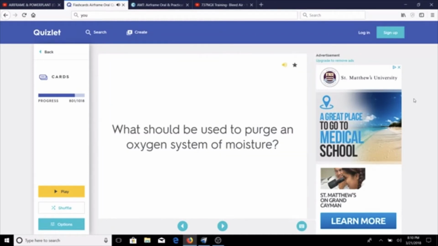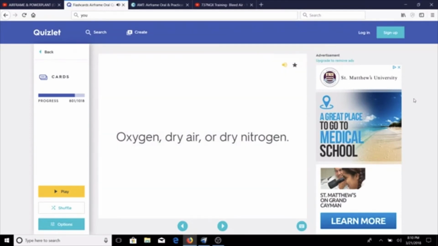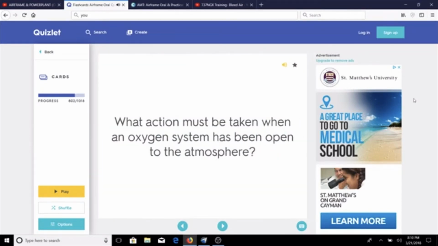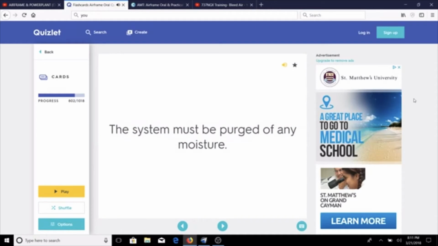What should be used to purge an oxygen system of moisture? Oxygen, dry air, or dry nitrogen. What action must be taken when an oxygen system has been opened to the atmosphere? The system must be purged of any moisture.